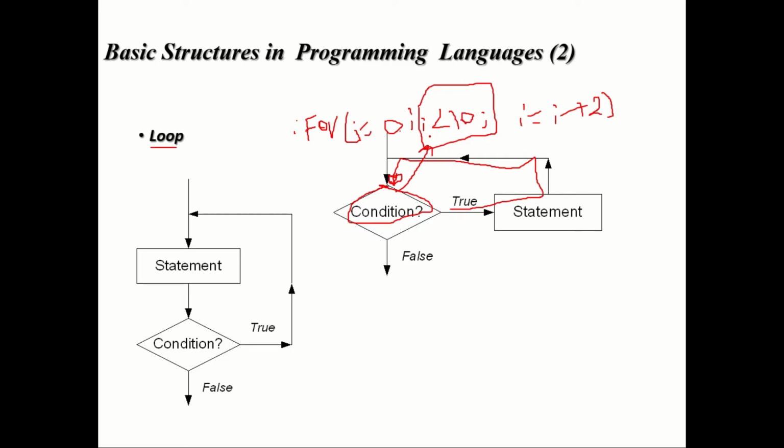When i is 11, 11 less than 10, false. Then automatically the program is out of the loop, and the condition is false. It automatically stops the execution of the program. So this type of execution is an example of loop programming or programming execution.